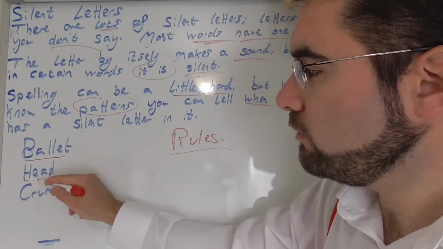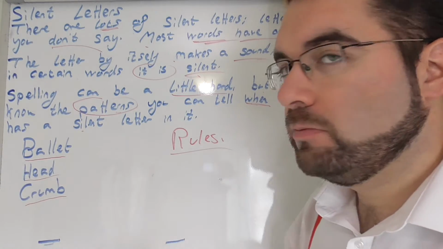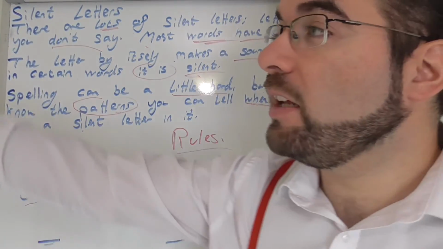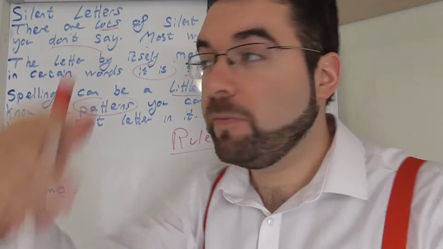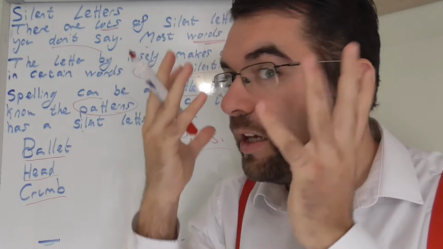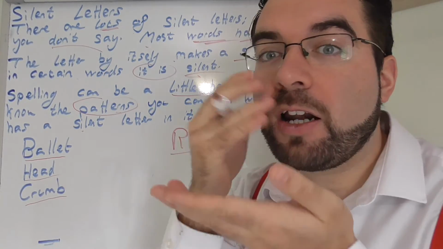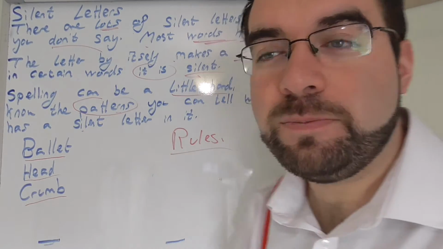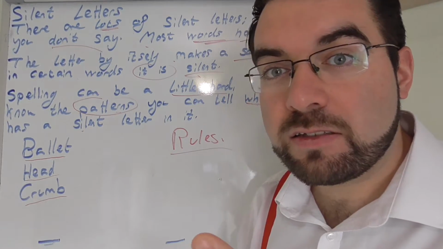So, the words ballet, head, crumb. So ballet, a form of dance, a Russian dance really. Head, and crumb. So the silent letters.